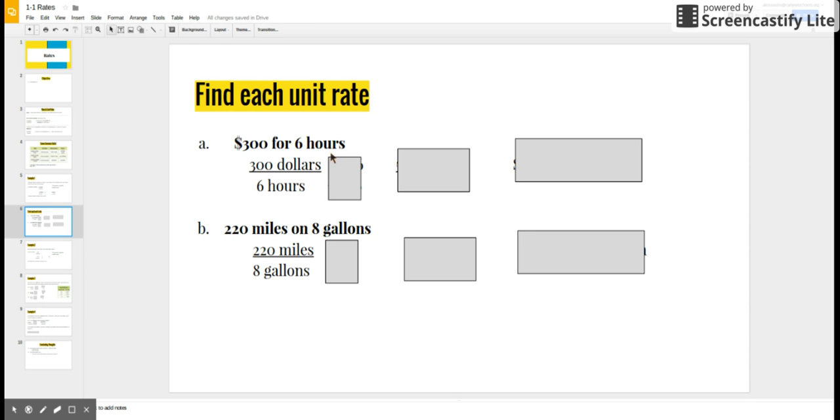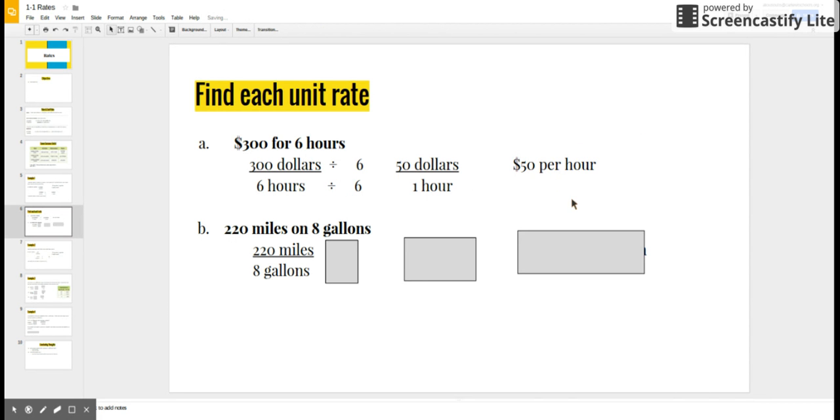You make $300 for 6 hours. So $300 per 6 hours. The goal is to get it over 1, though. So what would I divide 6 by to get 1? Well, you would divide by 6, right? 6 divided by 6 is 1. 300 divided by 6 is 50. So $50 per hour. So you would make $50 per hour. These are just two different ways of writing the same thing.